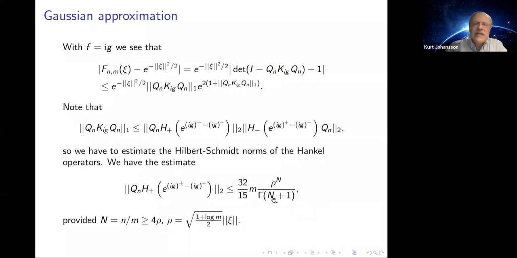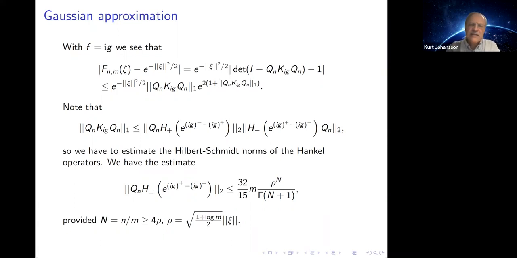So if m was fixed, as I said, this is super exponentially small here, right? Rho here is where the psi dependence comes in. So rho is this number here, right? It's the square root of 1 plus log m over 2 times the norm of psi. And this bound, of course, cannot be valid for all psi, right?